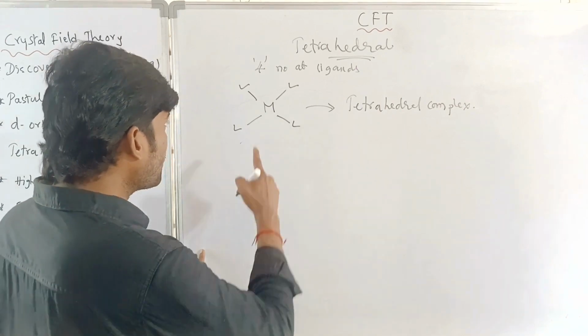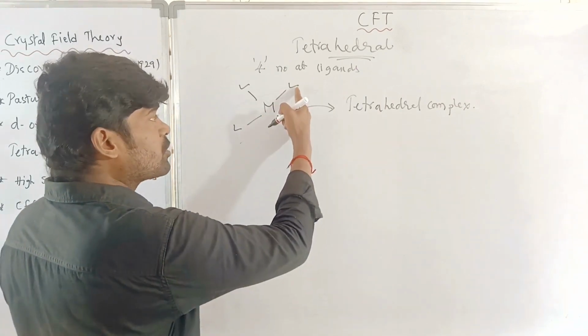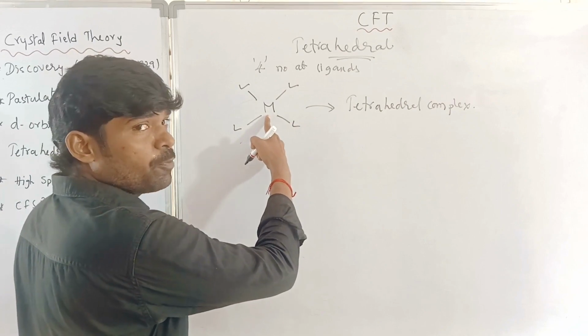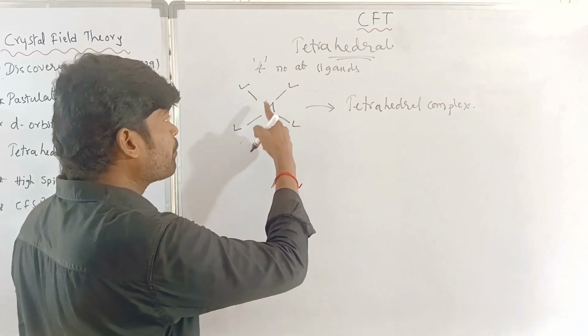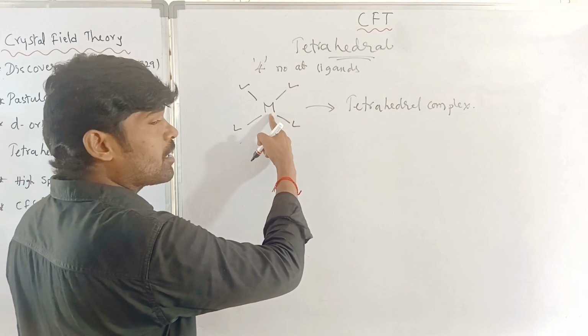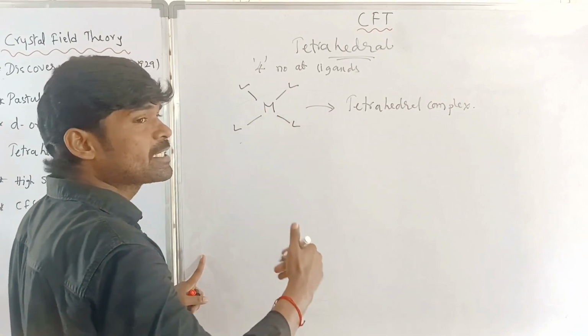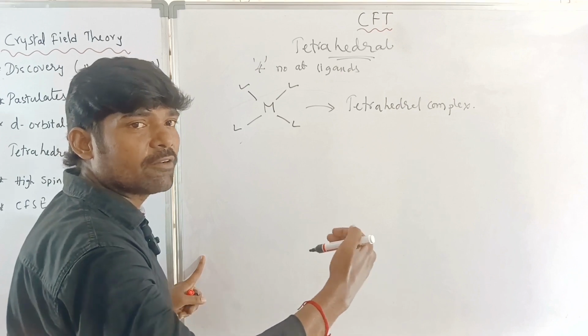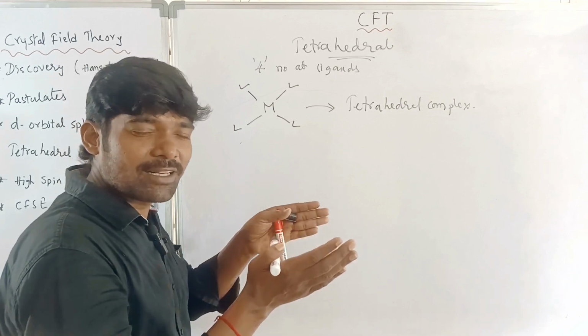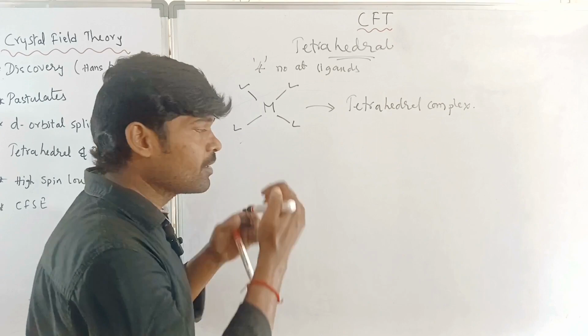Now, ligands are negative charge, central metal atom is positive charge. That thing we know very well. So when ligands are approaching the central metal atom, the d orbital present in the central metal atom will split into different energy levels. How will that d orbital split into different energy levels? Let's see.